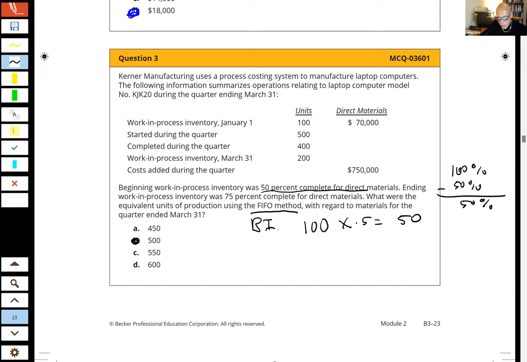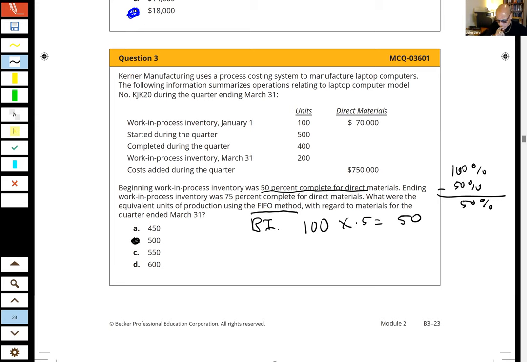Okay. Now we have to figure out what was started and completed. That's our next thing, right? What did we start? What did we complete? Okay. And so you look and they start using some funny terminology here, or they're a little hazy on the terminology. That's why I told you, you got to read the question carefully, because they say units started during the quarter. Well, that's not started and completed. Then they tell me units completed during the quarter. Well, that includes those 100 that I just accounted for, right? Because they did complete those.